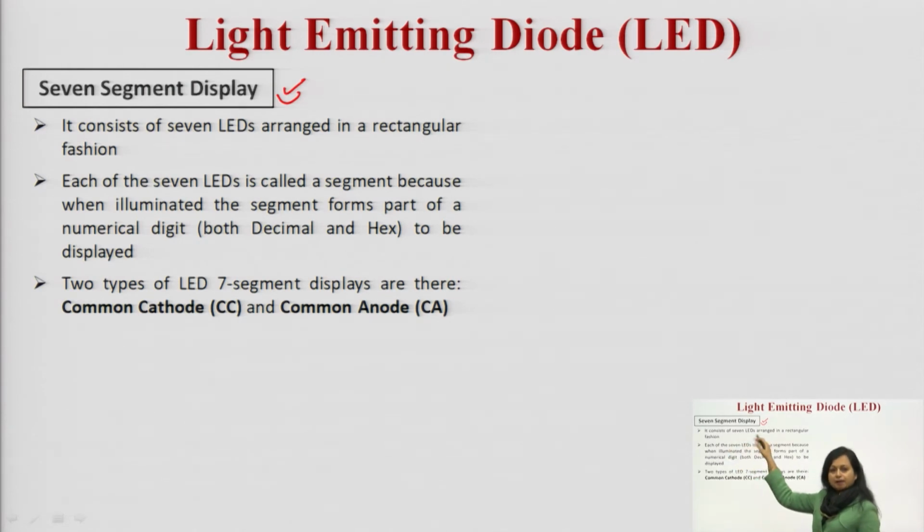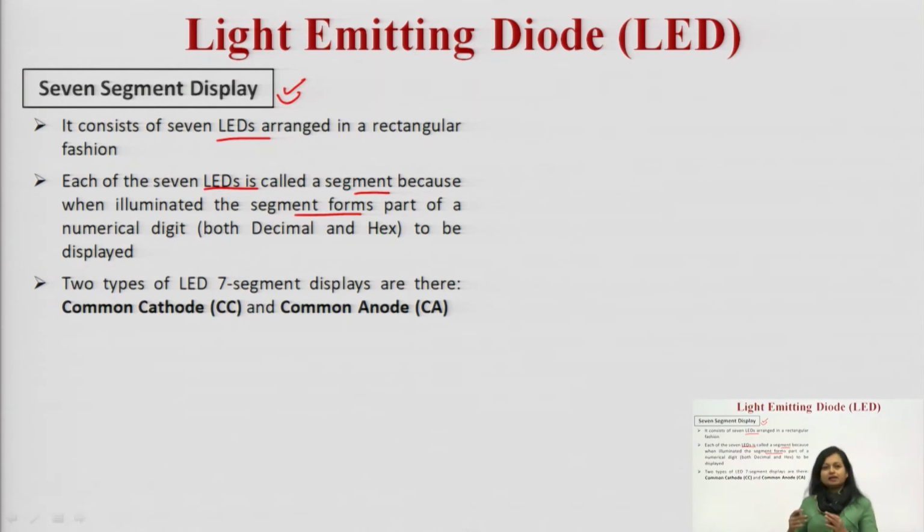This type of application consists of 7 segments, like 7 LEDs you are connecting over there. Each and every item is identified as a segment. So all the 7 LEDs are arranged in a systematic manner, and depending upon the requirement, which will glow and which will not glow, accordingly various types of applications are observed. In the 7 segment display, an LED is called a segment because when the LED is illuminated, that particular segment forms a part of a numeric digit.